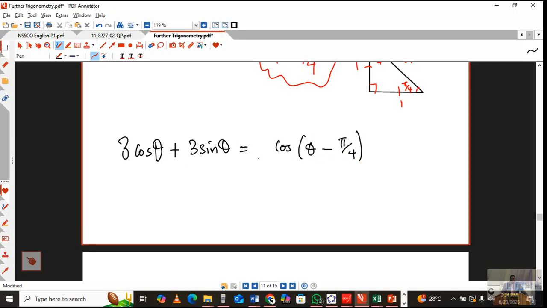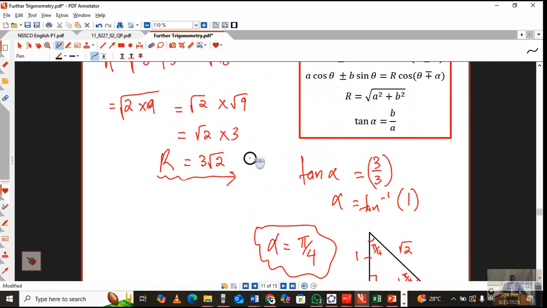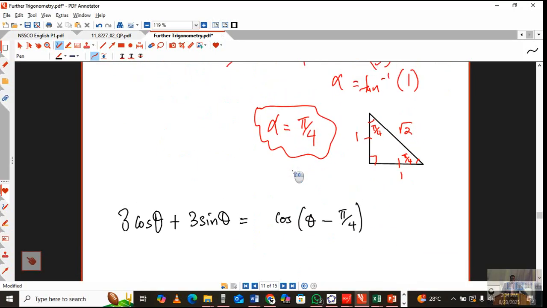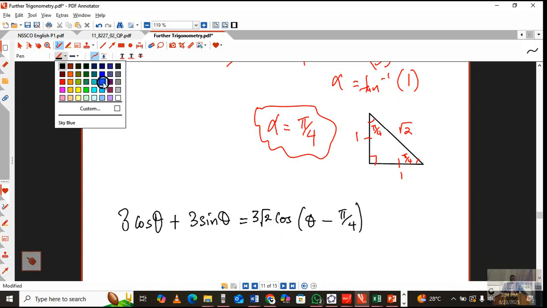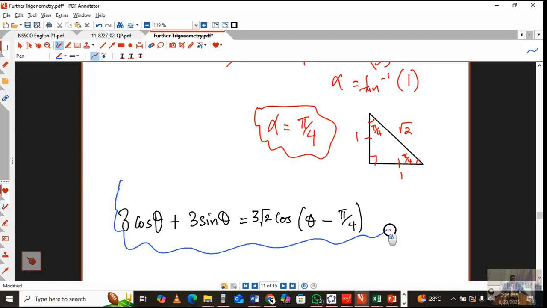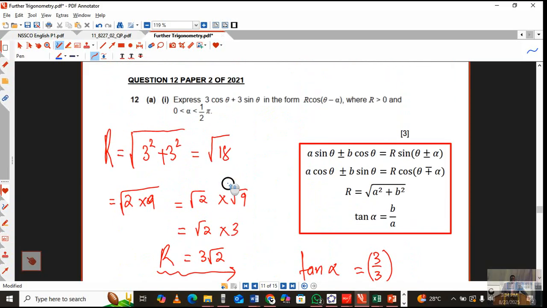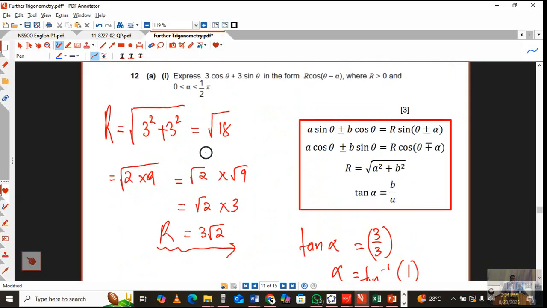I just want to bring in the value of r, which was 3 root 2. Okay, of course, this is the solution, and you are done with that part. I think it's 3 marks. You shouldn't be wasting a lot of marks if you know what it is that you need to do.